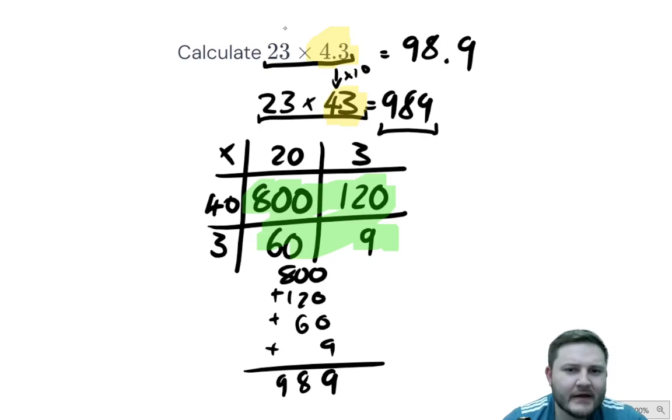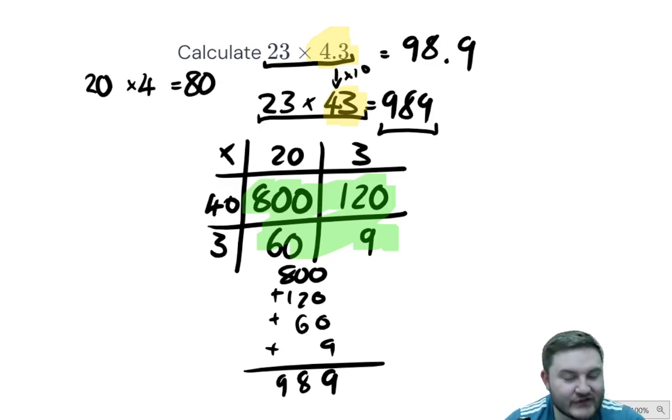Well, 23 is around about 20, and 4.3 is around about 4. 20 times 4 is 80. So the answer should be somewhere close to 80.